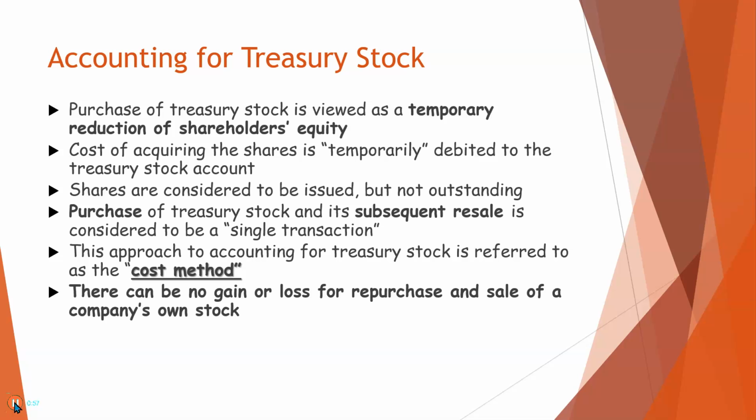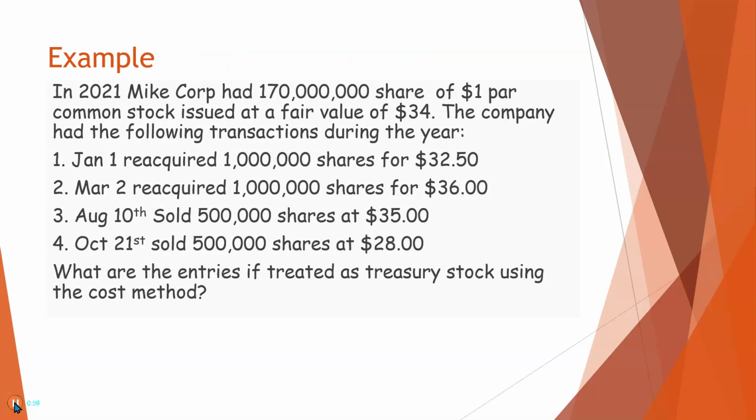So now let's take a look at an example. In 2021, my corporation had 170,000 shares of $1 par common stock issued at a fair value of $34. The company had the following transactions during the year. They reacquired $1 million at $32.50. They acquired another $1 million at $36. They sold $500,000 at $35 and then sold another $500,000 at $28.